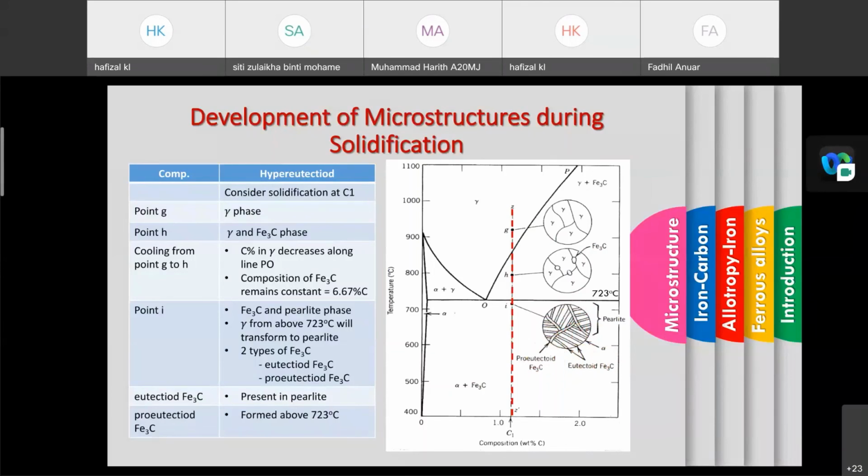So from the composition at point I here, which is a little bit below 723 degrees Celsius, we can get the value of alpha, whereby the value of alpha is taken from this value, and also the existence of cementite at this value, whereby the value is 6.67%.